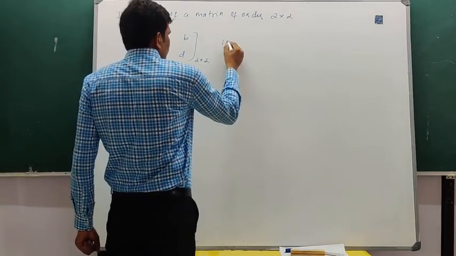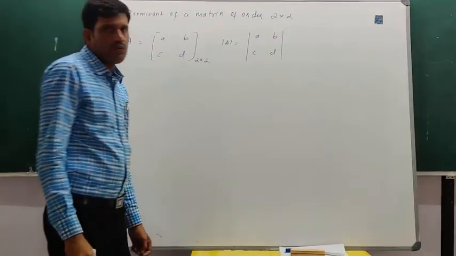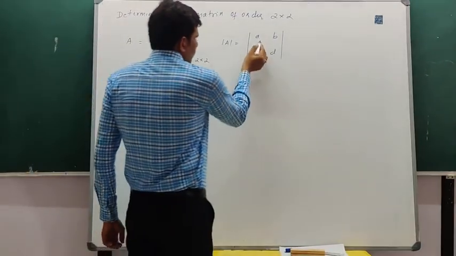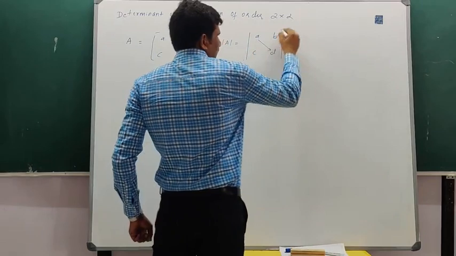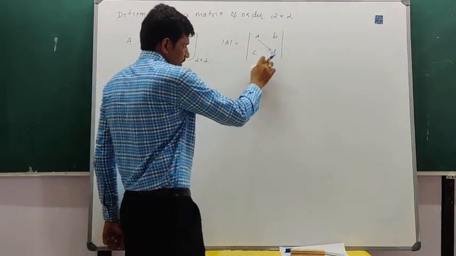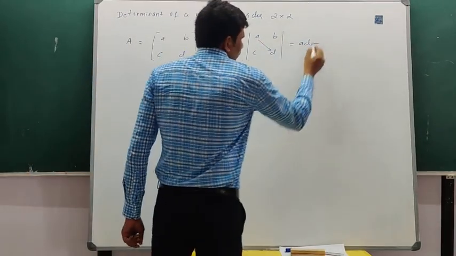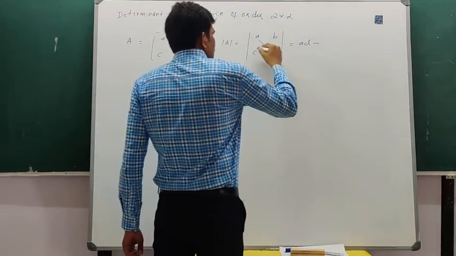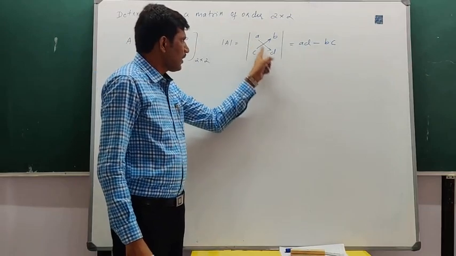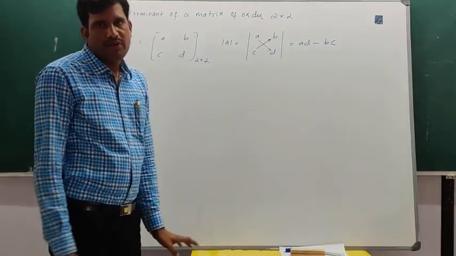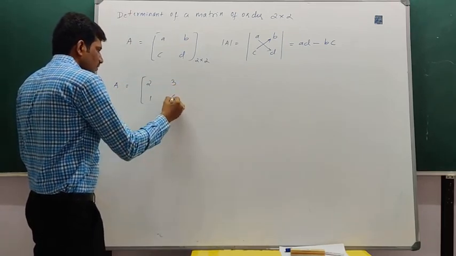Then what is the determinant of A? The determinant of A is the determinant of A, B, C, D. There are 2 rows and 2 columns, so 4 elements. First we have to multiply the elements in the principal diagonal, and this is the secondary diagonal. First multiply the principal diagonal, A into D, minus, next multiply the elements in the secondary diagonal, that is B into C. For example, matrix A is 2, 3, 1, 6.